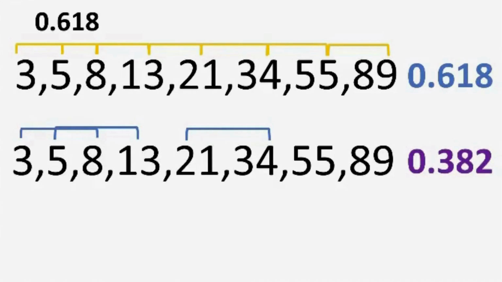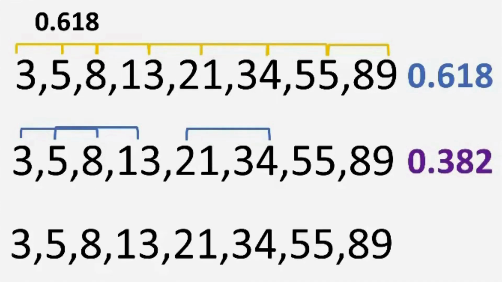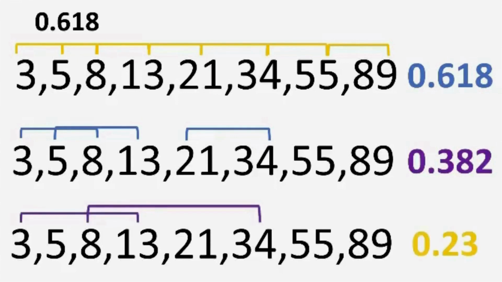The second one is 0.382. And the third one is obtained when you divide a number by skipping two numbers. It goes like if you divide 3 by 13 or 8 by 34, the answer that you get is 0.23, that is 23%. All of the golden ratios are used in percentages in technical analysis. Like 0.618 is 61%, 0.382 is 38%, and 0.23 is 23%.